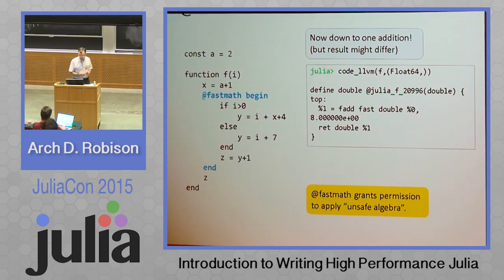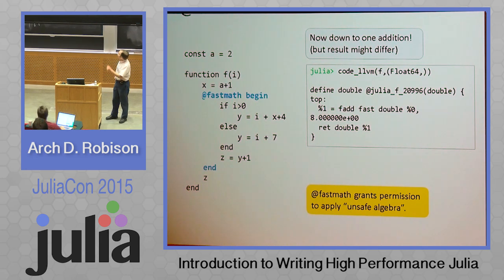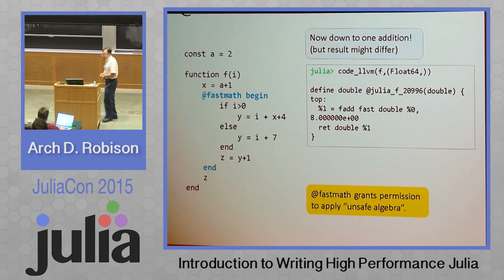So yeah, here's the fast math macro. I used the begin-end pair, so I didn't have to write it on every single expression. So fast math and a begin end to bracket it. And then that says everything between that begin end, take liberties with it. And now the compiler can munch things down to a single constant.